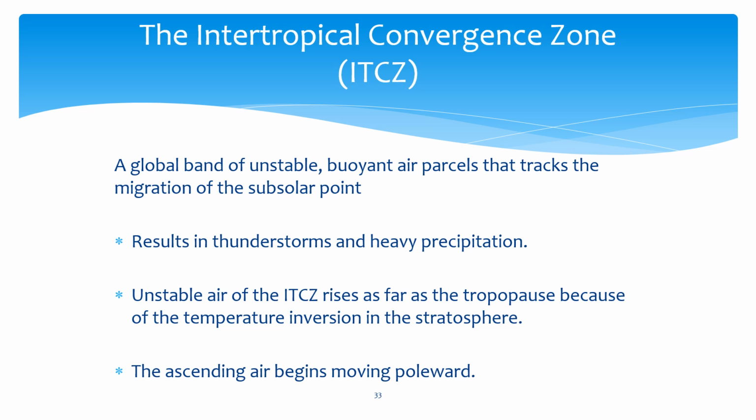So let's stop right here for a minute and backtrack and just take a quick look at the Intertropical Convergence Zone, the ITCZ, because this is our biggie. This is a huge driver of so many different things on the planet. It is a global band. We know that it's slightly discontinuous. It's broken up here and there, but for the most part, it is a global band of unstable buoyant air parcels that roughly track the equator and definitely track the migration of the subsolar point. We will get into that more in just a bit.